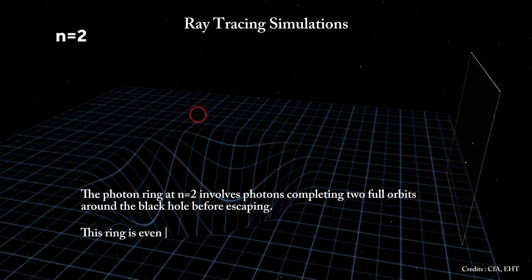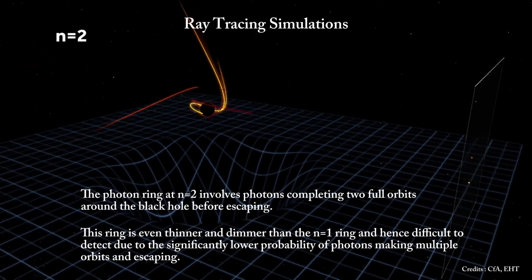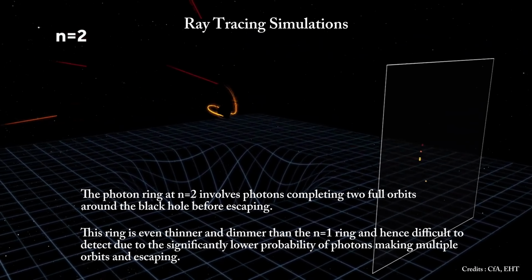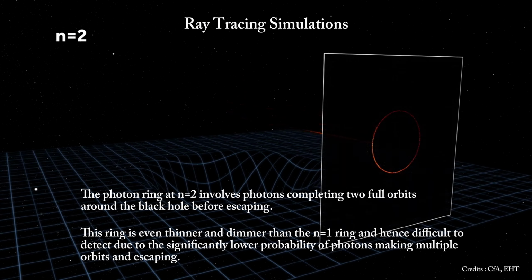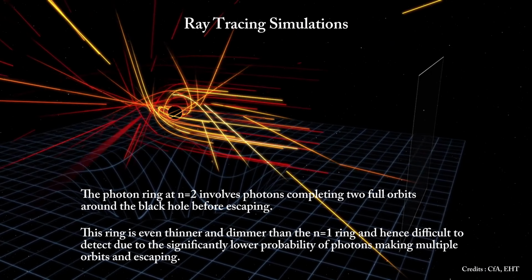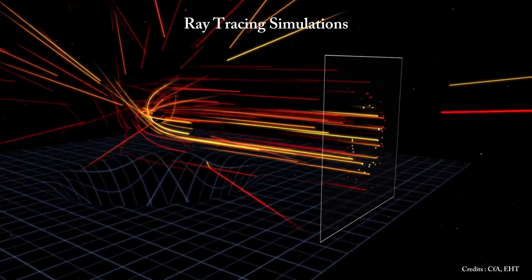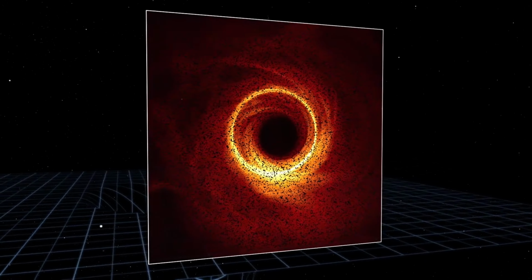Similarly, n equals 2 involves photons completing 2 full orbits. This is even dimmer because the probability is even less. The gravity is so strong that a little nudge, as we showed, is enough to throw off that photon. So 2 orbits is much less probable.